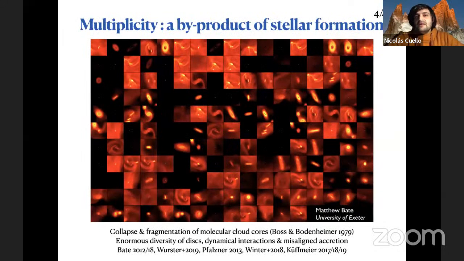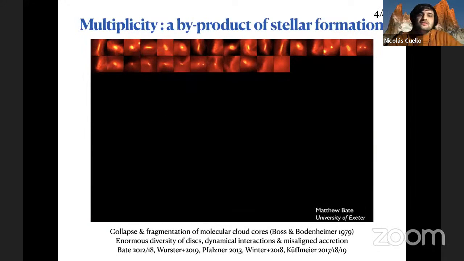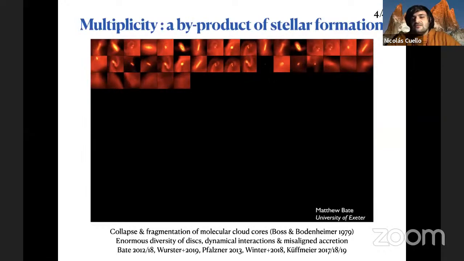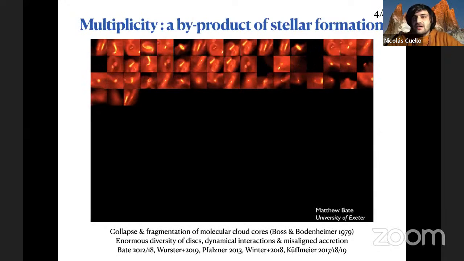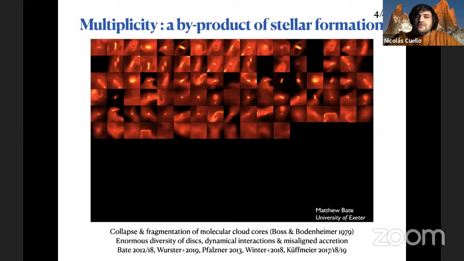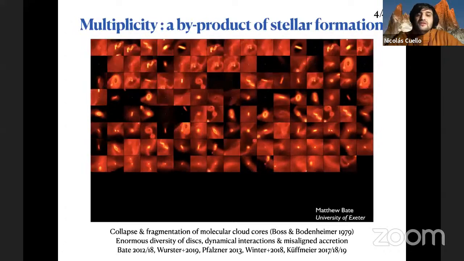Multiplicity is a byproduct of stellar formation. This was shown very well by Matthew Bate through simulations. You take a cloud, let it collapse, and study how stars form in this cloud. When you follow the way stars form and the way material is accreted onto these young stars, this is what you see: an enormous diversity of disks, a lot of dynamical interactions, and especially misaligned accretion that happens for very long. Here we're talking about 100,000 years at most, but you see that it's a very chaotic environment and many things happen. So we're very far from this view of stellar formation in isolation that we often use in the models.